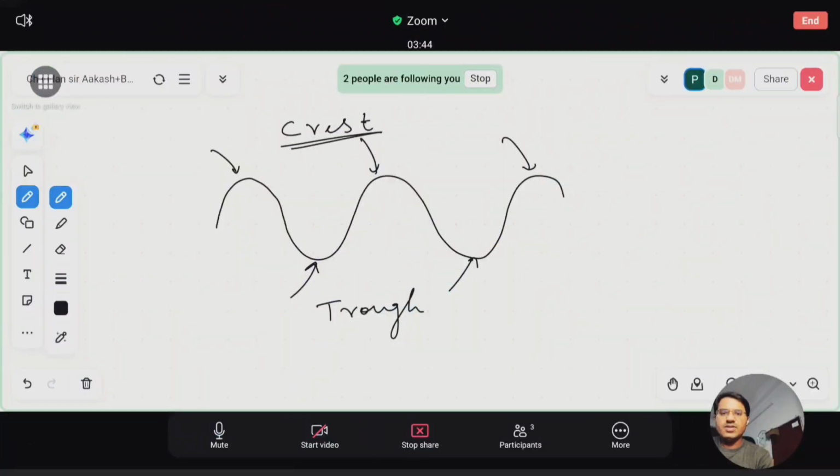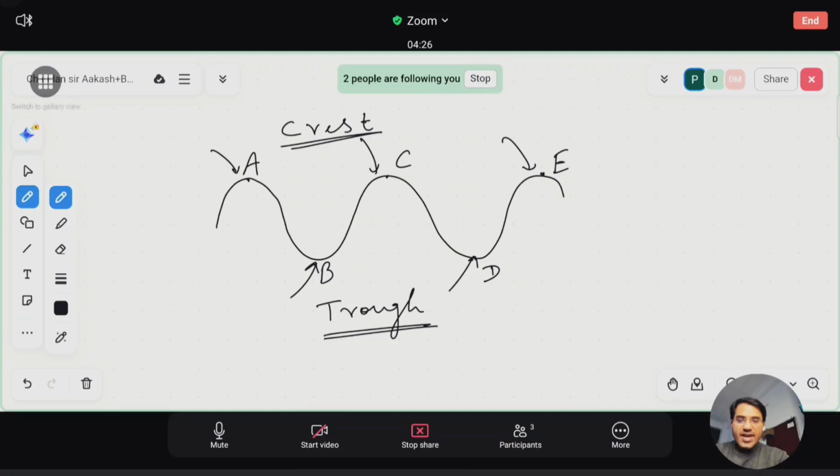The topmost point of the wave is called the crest, and the bottommost point is called the trough. So, Deepika, what is the wavelength here? Distance from where to where will be called a single wavelength? I'm asking distance from which point to which point we should call a wavelength. For example, these are the points. Let me mark them: A, B, C, and this is D, and this is E.